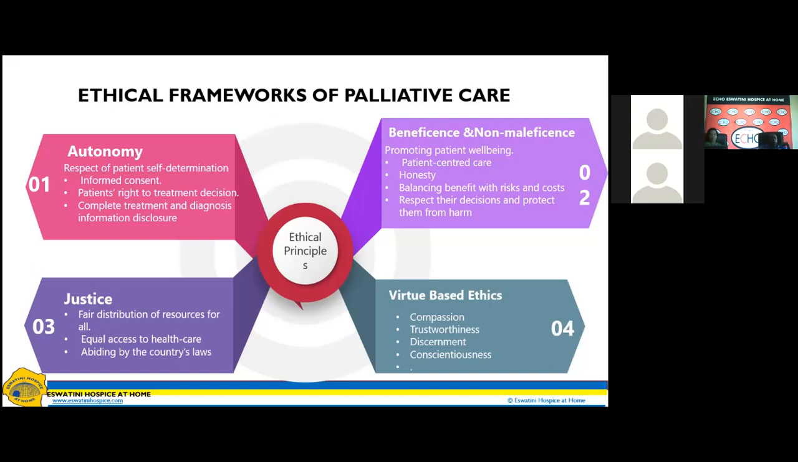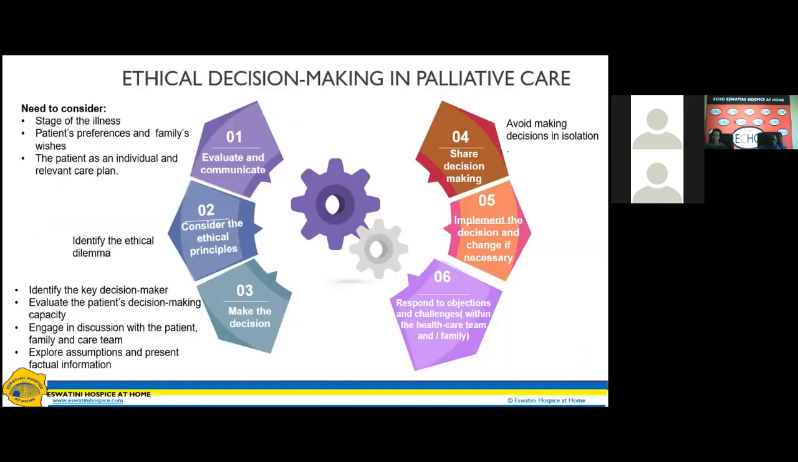Let's look at virtue-based ethics in our frameworks in palliative care. Here it is a concern of us, whereby we should be compassionate. We should be trustworthy. The patient should trust us in all aspects of what we are going to deliver and what we are going to help them with at the end of the day. We should practice discernment and conscientiousness. That is, the conscience in me should always be noted.